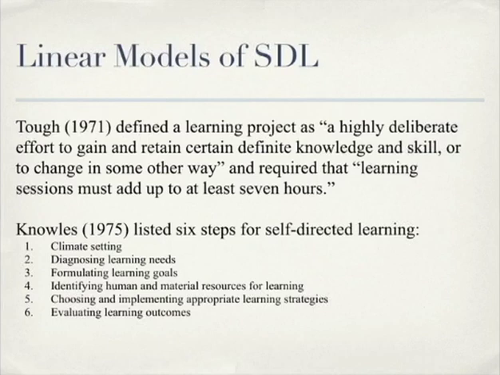Malcolm Knowles, who included self-directed learning in his conceptualization of andragogy, also argued for a linear stage process. Knowles's 6 steps for self-directed learning are climate setting, diagnosing learning needs, formulating learning goals, identifying human and material resources for learning, choosing and implementing appropriate strategies, and evaluating learning outcomes. Knowles suggested a number of resources for teachers and learners to facilitate each of the steps outlined above. The concept of a learning contract, for example, might be familiar to some of you.